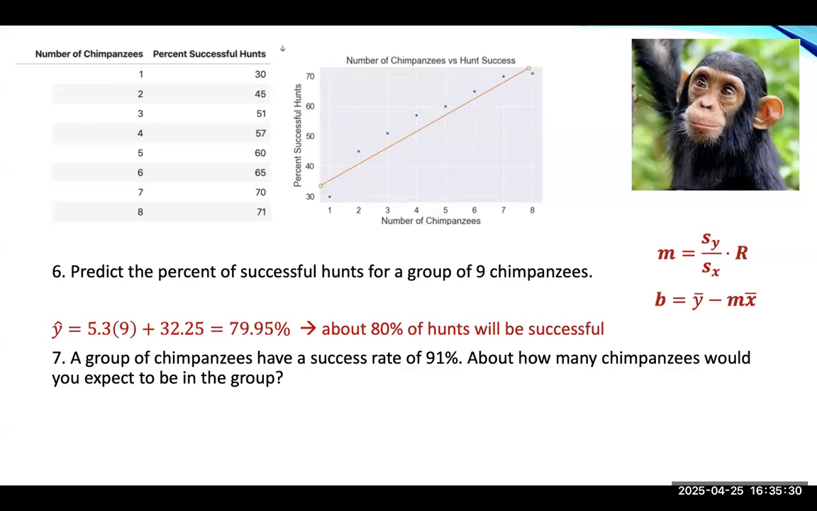What about this time if I give you the success rate? Can you find the number of chimpanzees in the group? So a group of chimps have a success rate of 91%. About how many chimpanzees would you expect to be in that group? This time we set y equal to 91 and we solve for x. I have to do a little algebra here, but you'll get 11.08. So about 11 chimpanzees.